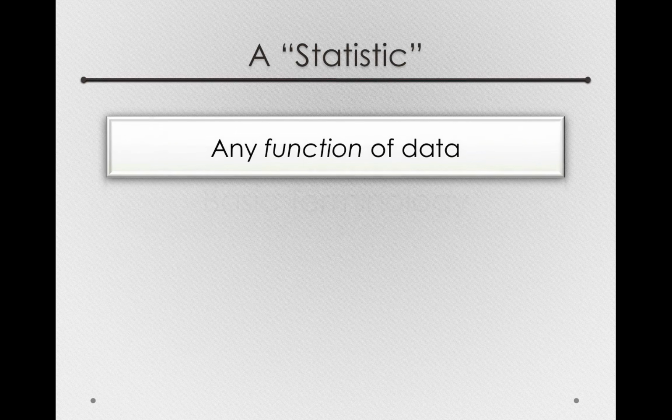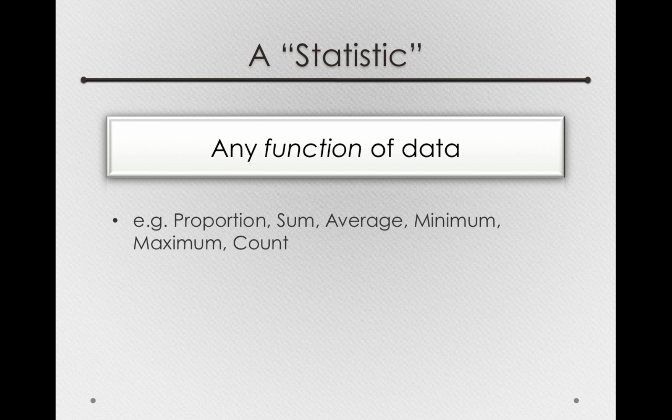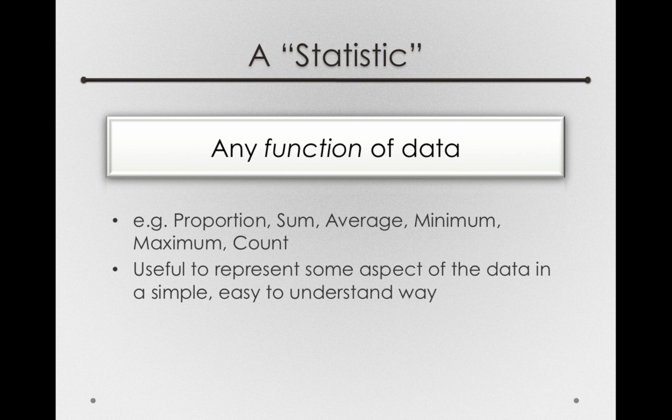All right, first, as a basic thing, what is a statistic? We can define a statistic as any function of data. So this could be a proportion, if we take some part divided by the whole, a sum, if we just add up the numbers, an average, a minimum, a maximum, just the count of the number of observations. These are all statistics because they are functions of data. Now, statistics are useful to represent some aspect of the data in a simple and easy to understand way. This is a major use of statistics we'll talk about, representing data in an easy to convey manner.